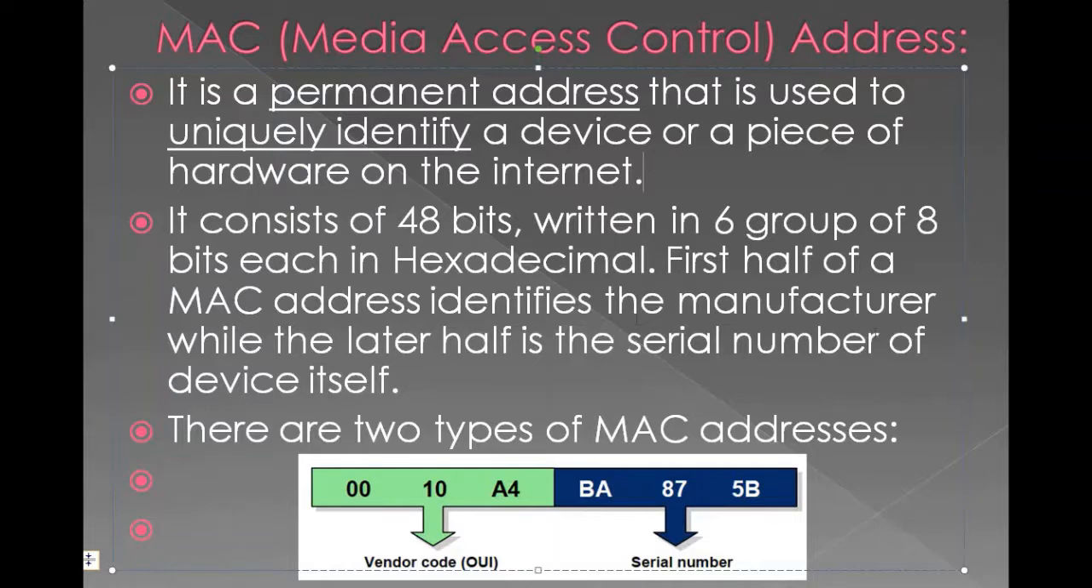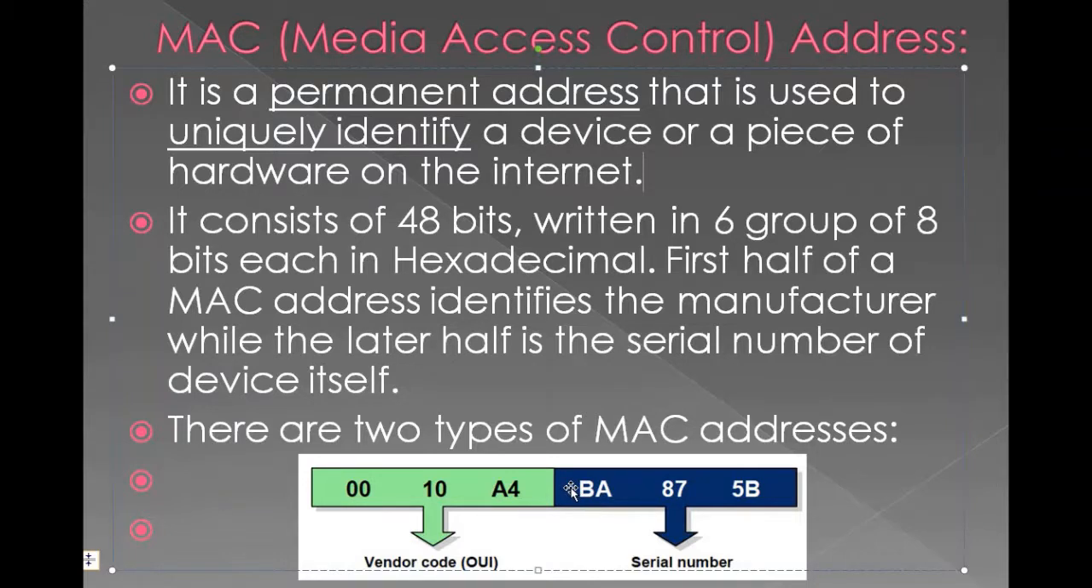The first half of a MAC address identifies the manufacturer. The first half is supposed to be the manufacturer's code. Again, the examiner sometimes asks what the first 6 digits, or first half, of a MAC address represent, and what the last half, or second half, represents. So you need to know that the first half of a MAC address represents the manufacturer code, whereas the second half represents the serial number of a device.